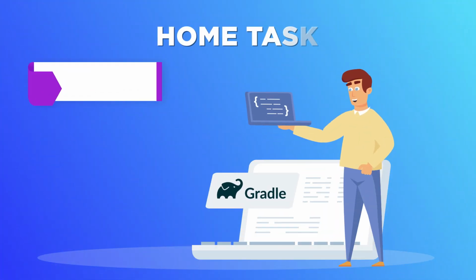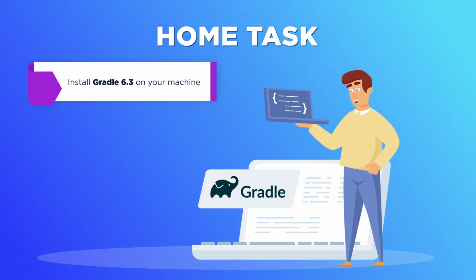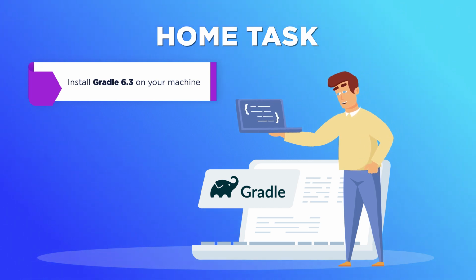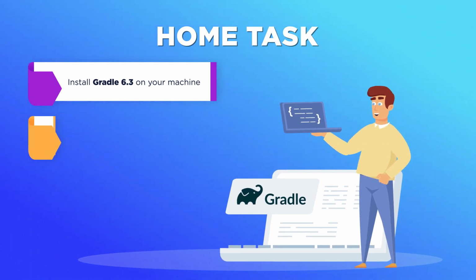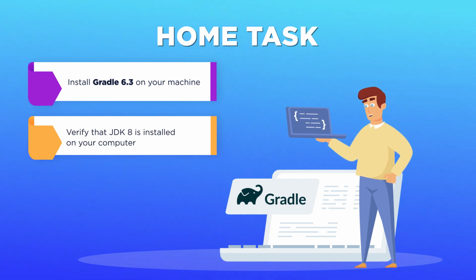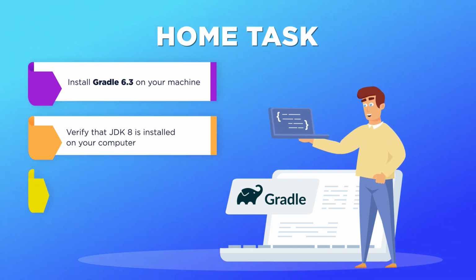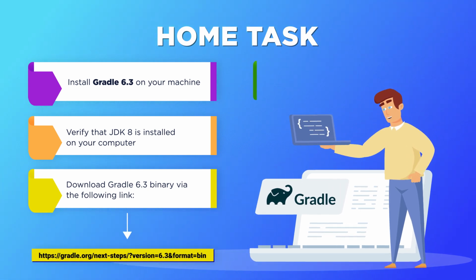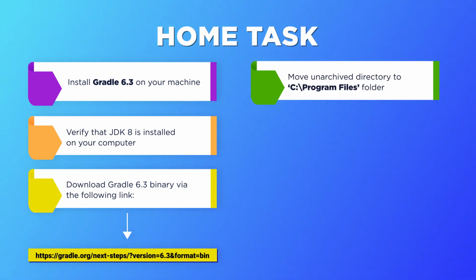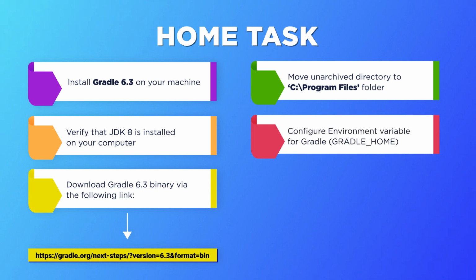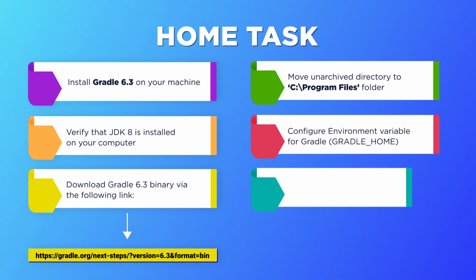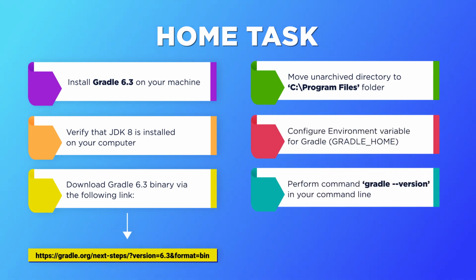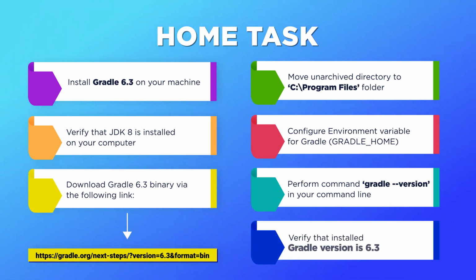Your home task will be to install Gradle 6.3 on your machine. To do so, you should verify that JDK 8 is installed on your computer. Download Gradle 6.3 binary via the following link. Configure environment variable for Gradle home. Perform command gradle -version in your command line. Verify that installed version is 6.3.